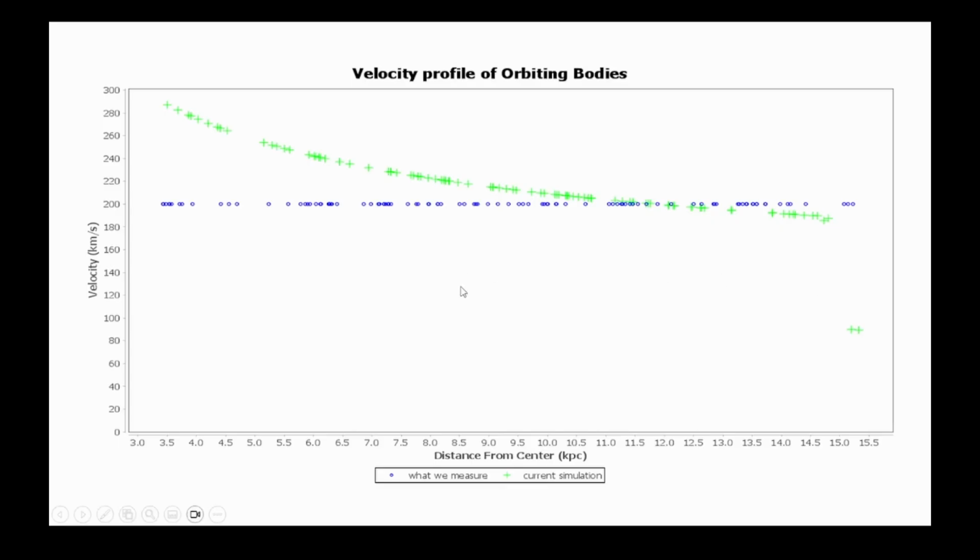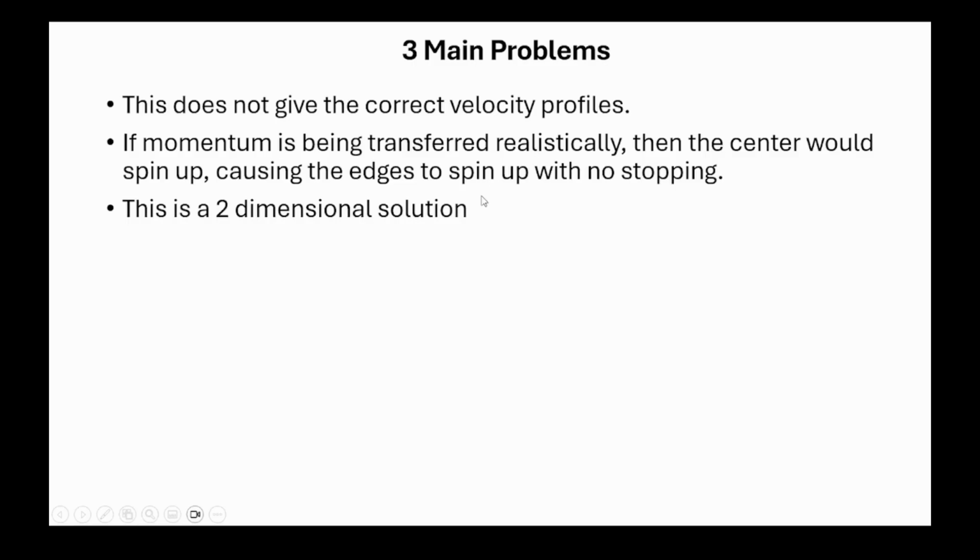Okay, so let's review. So we have three main problems with this. Again, we do not get the correct velocity profiles. And there's kind of two problems. One is if we were to transfer momentum in this way, you would expect there to be this weird feedback where the center would spin up faster and faster and faster, and the edges would spin up faster and faster, and the whole thing would spin up until some unreasonable velocity. And then the third problem is this is only a two-dimensional solution.